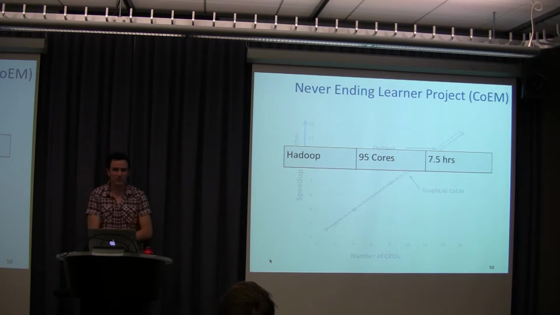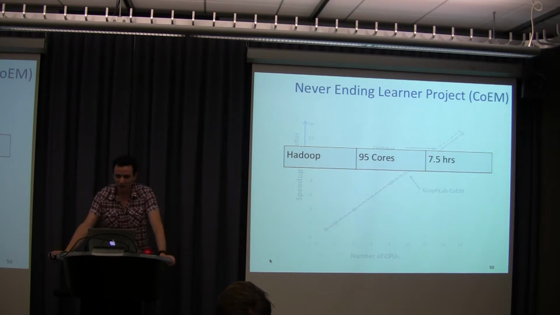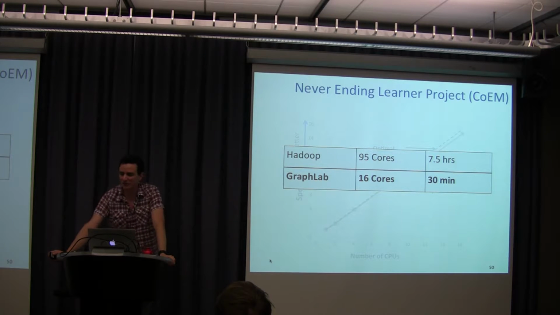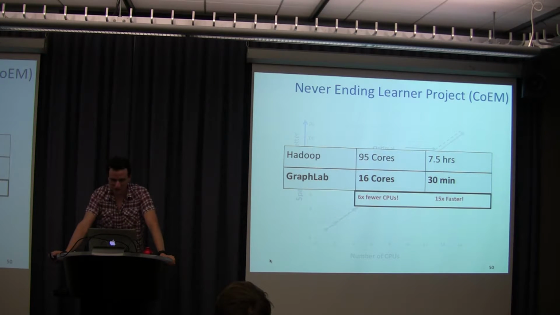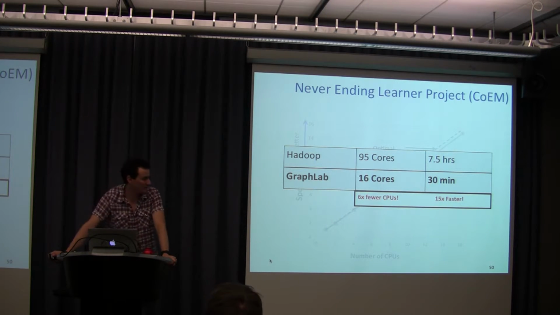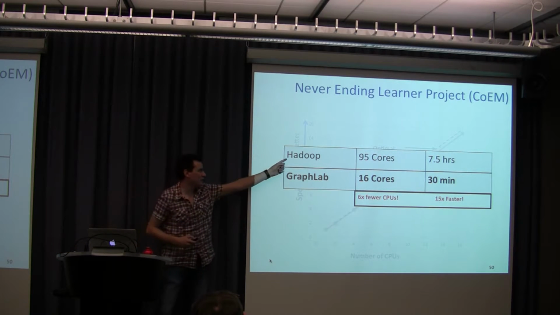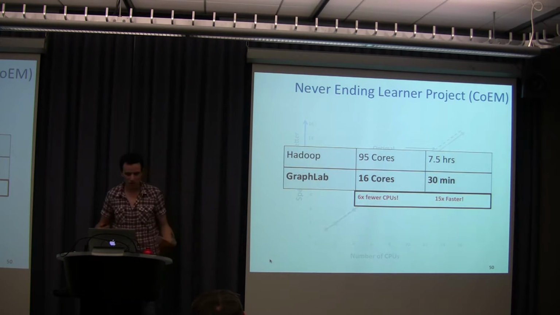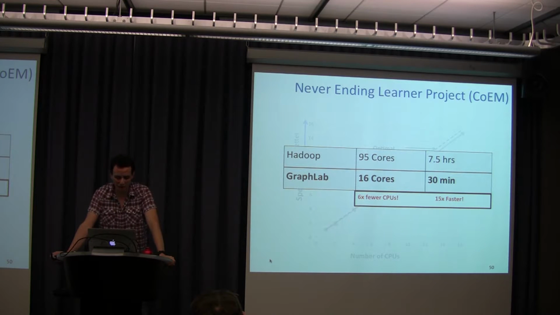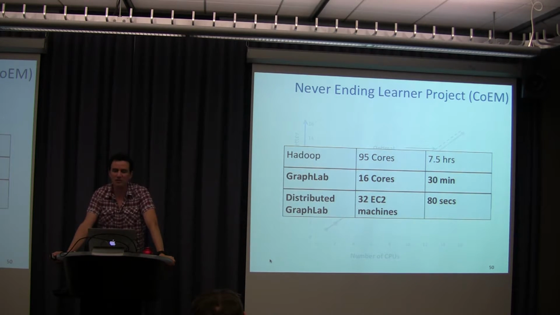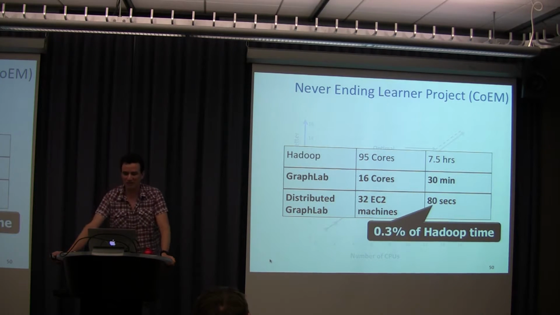When they were using Hadoop with 95 cores, it was taking them about 7.5 hours. GraphLab with 16 cores took them about 30 minutes. So this is 6 times fewer CPUs, 15 times faster. But this is a cloud-based system, and this was a multi-core system. So there was also the distributed version of GraphLab, which on 32 Amazon EC2 machines took about 80 seconds for this problem. So that's about the same number of processors as Hadoop, at 0.3% of the time.